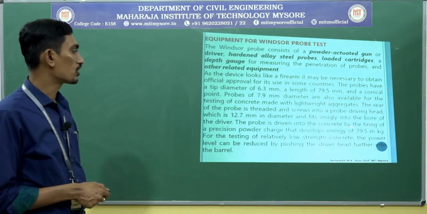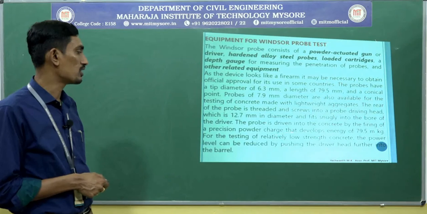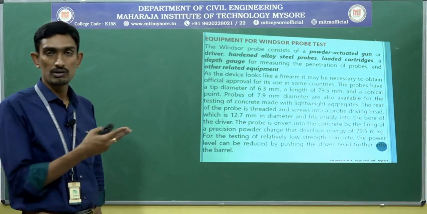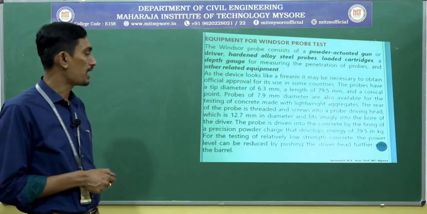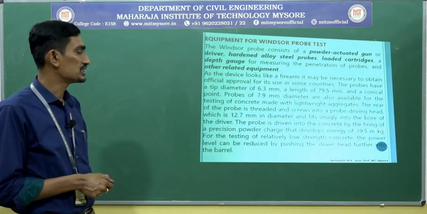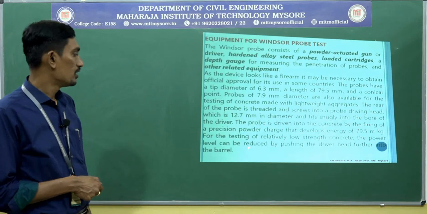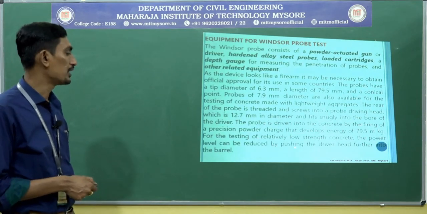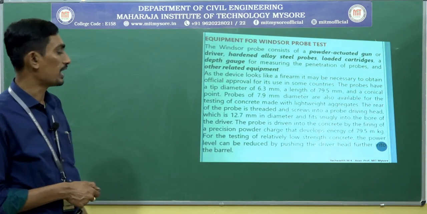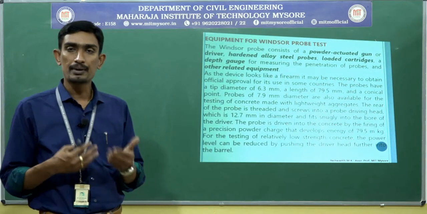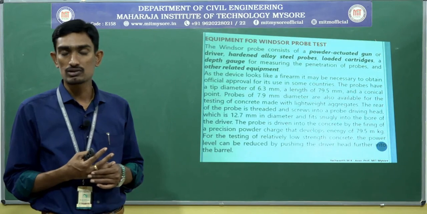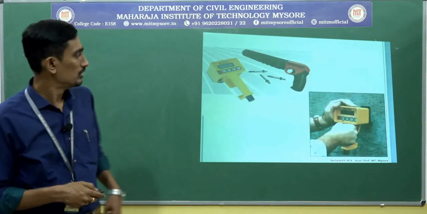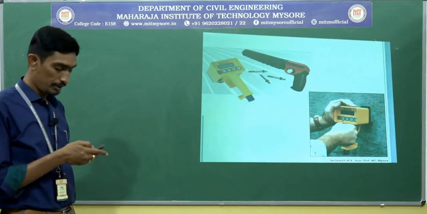The probe is driven into the concrete by firing a precision powder charge that develops an energy of 79.5 meter-kg. So whatever you are going to impact, the impact is delivered with this energy. For testing relatively low strength concrete, the power level can be reduced by pushing the driver head further into the barrel. So you can operate on lightweight or low strength concrete members by pushing the barrel. These are all the equipment items that have been described.